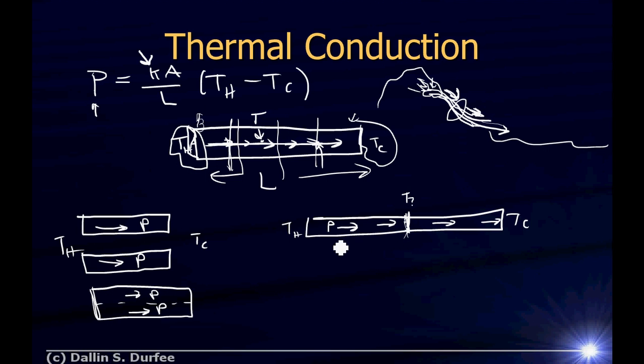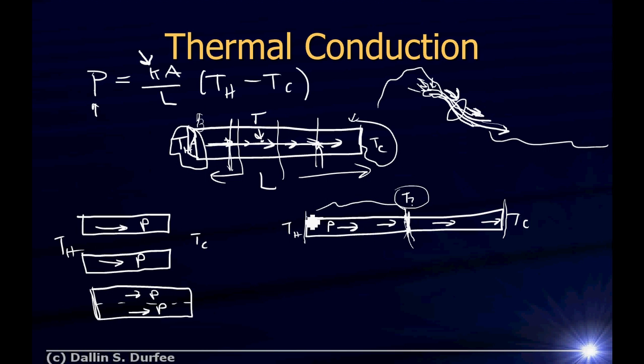These two rods have the same length, the same area. They're exactly the same situation. And so, to have the same power flowing through them, I need to have the same temperatures across them. To have the same temperatures across them, this temperature must be halfway in between.